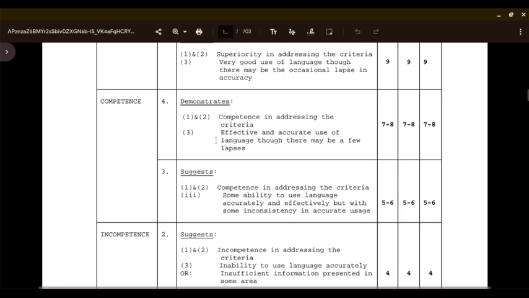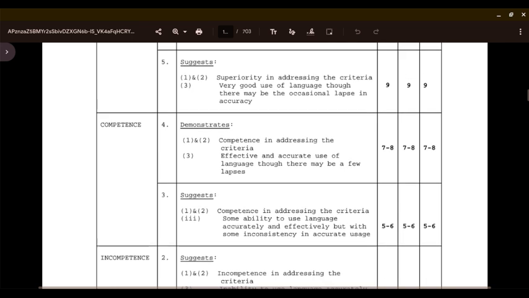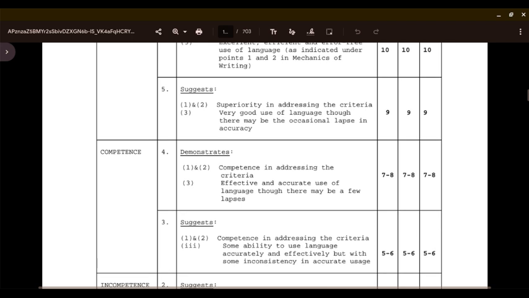Level 4 competence in terms of language is effective, accurate, but with some lapses, and you're going to get a 7 to 8. So we're seeing great sentences, even much more impressive sentences, in terms of the writing and the actual grammar. But we see some lapses here or there. Definitely a lot fewer errors than for that level 3 band of competence.